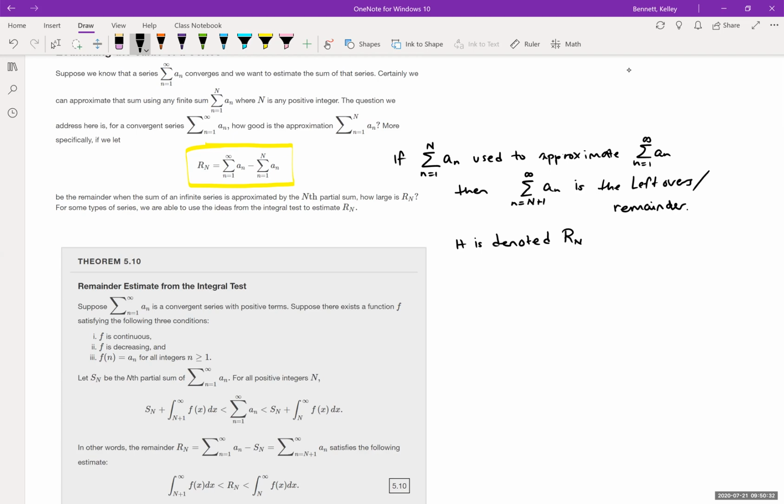Right, so from n equals capital N plus 1 up to infinity, that's just this. If you have your entire series and you take away the first n terms, then you can just start at the n plus 1th term.